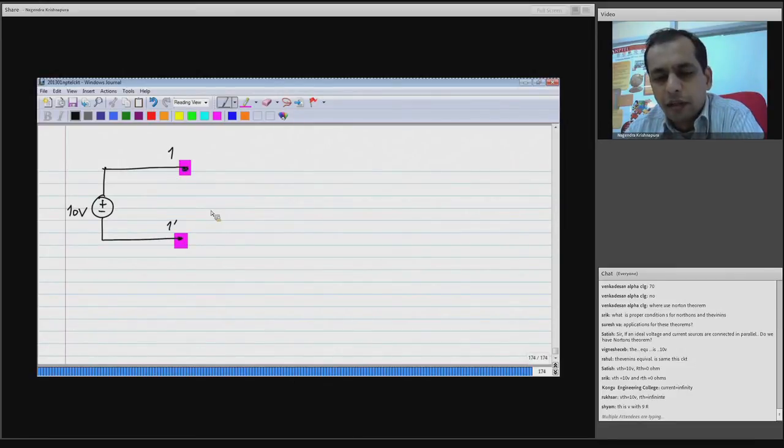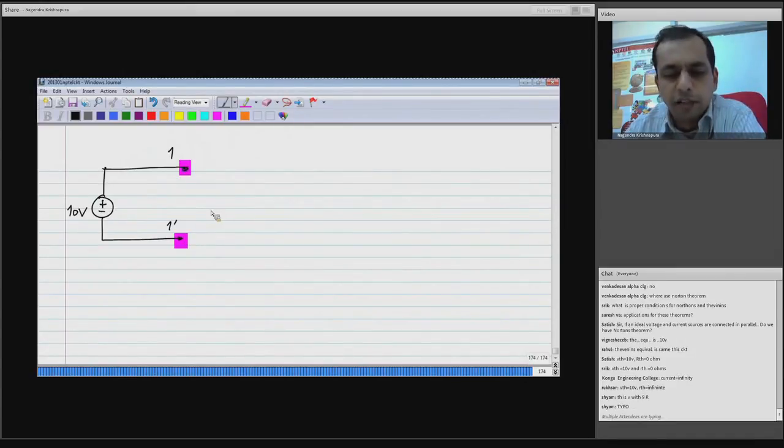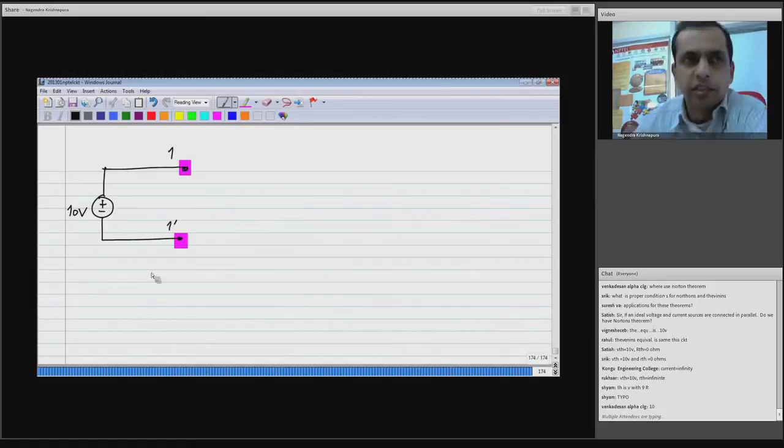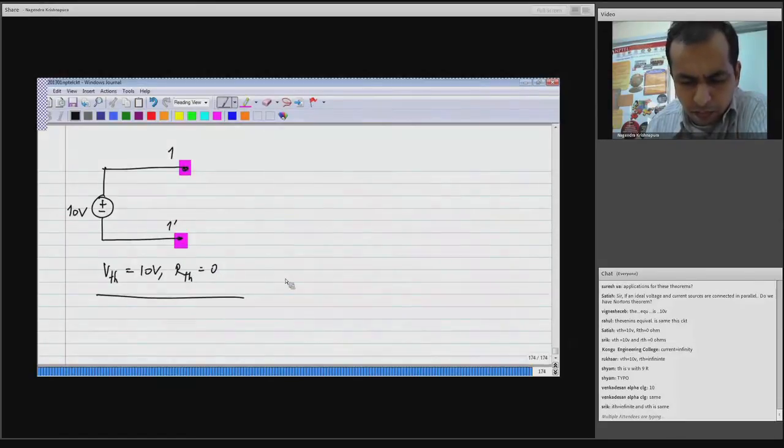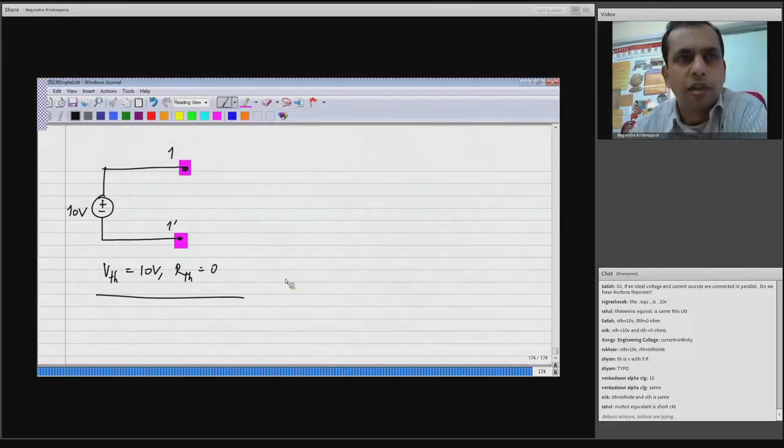I think that the answer for the Thevenin equivalent is very clear. It's the same as this circuit, with RTH equal to 0. VTH will be 10 volts and RTH will be 0. Okay? But what is the Norton equivalent of this circuit?